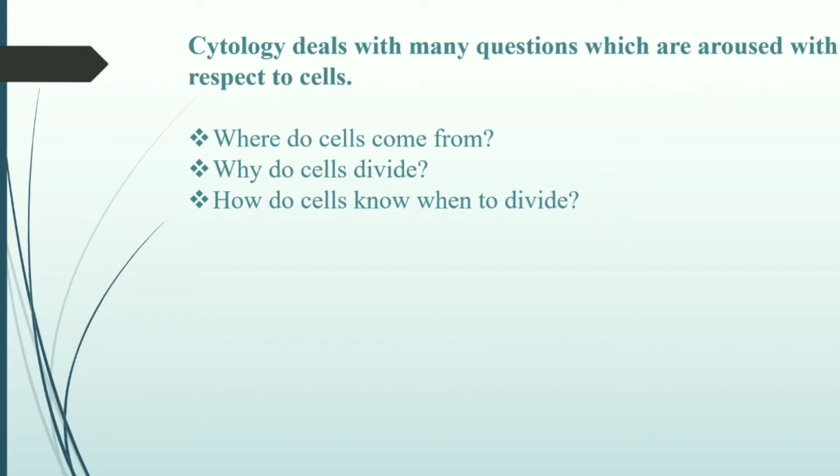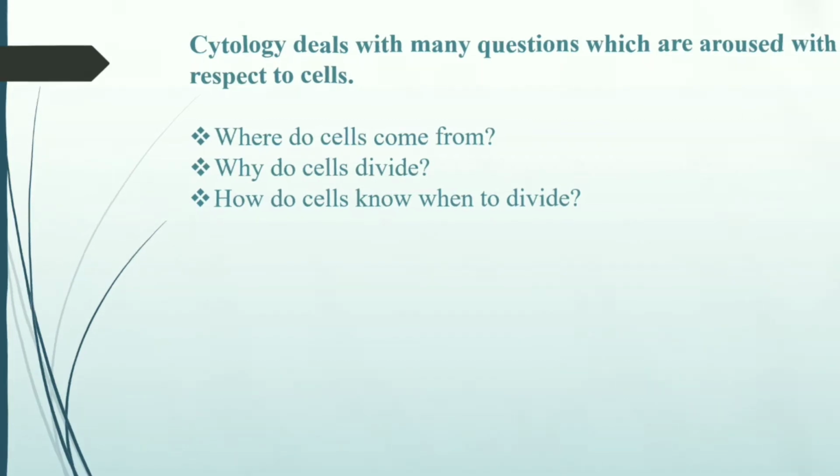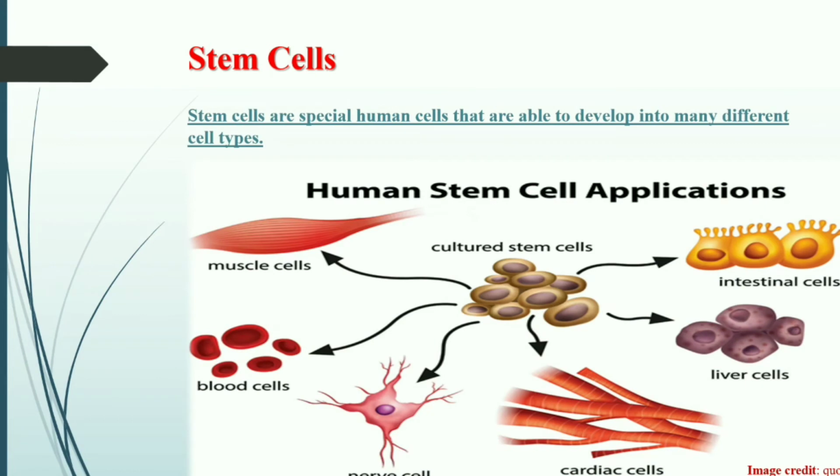As I said before, new cells are formed from old cells, and that's how a tissue is formed. There are also some specialized cells which may lead to the formation of different cell types. They are called stem cells. Stem cells are special human cells that are able to develop into many different cell types. These are some cell types which originate from stem cells.